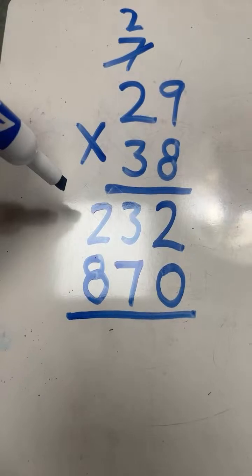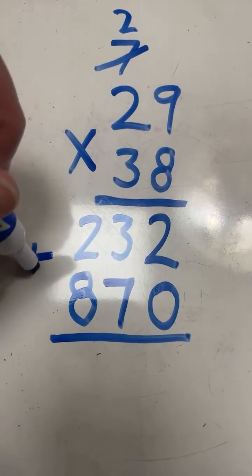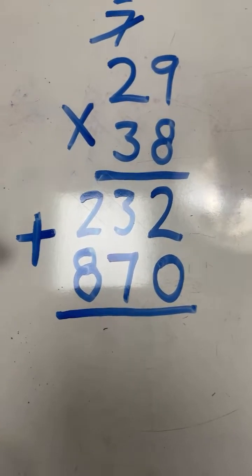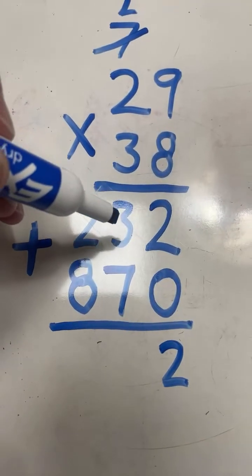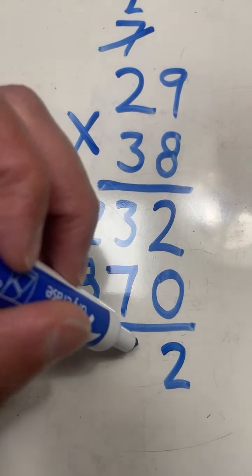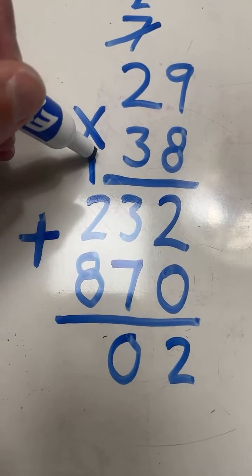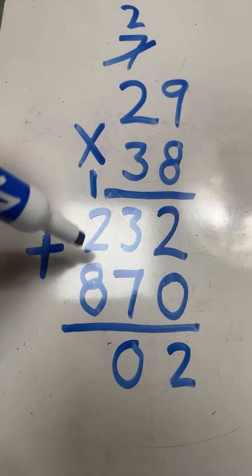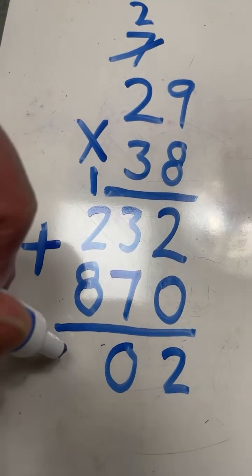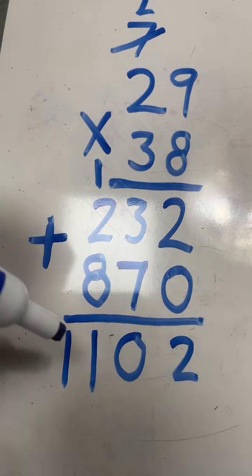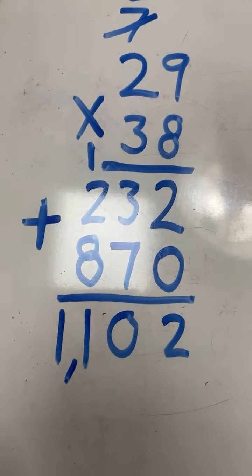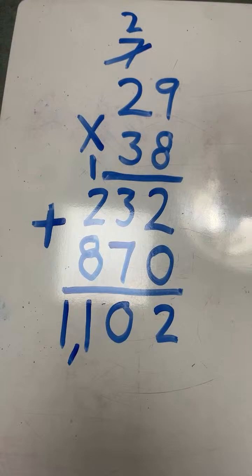Now the final step is we have to add these two numbers together. 2 plus 0 equals 2. 3 plus 7 equals 10. 0, carry the 1. 2 plus 8 equals 10, plus 1 equals 11. Always remember to add the number that you carried over. All right, moving on to the next example problem.